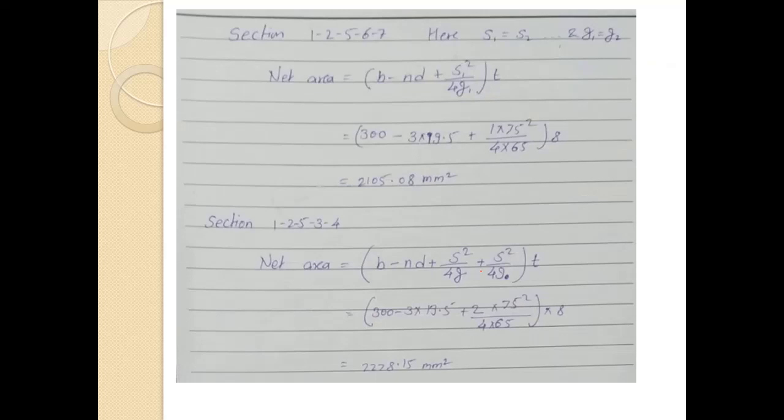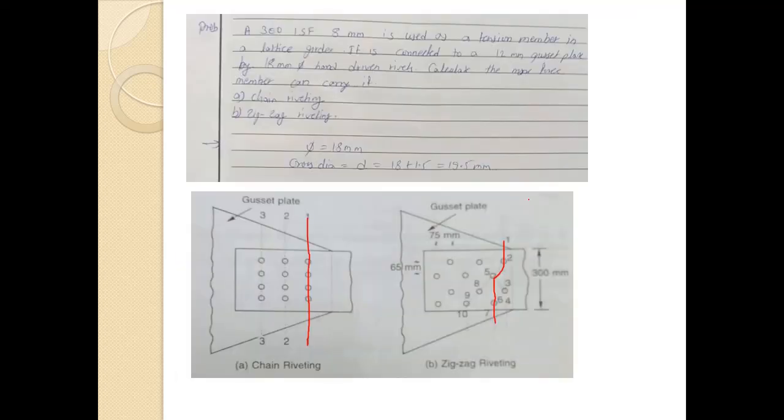While calculating, the net area equals (B minus nD plus S square divided by 4G1, or S1 square divided by 4G1) into t. So 300, that is B, minus 3 into 19.5. Why are we taking 3? Because we have these 3 holes over here: 1, 2, and this is the third hole.